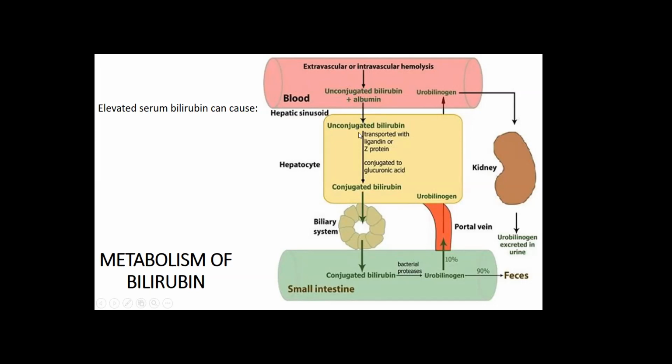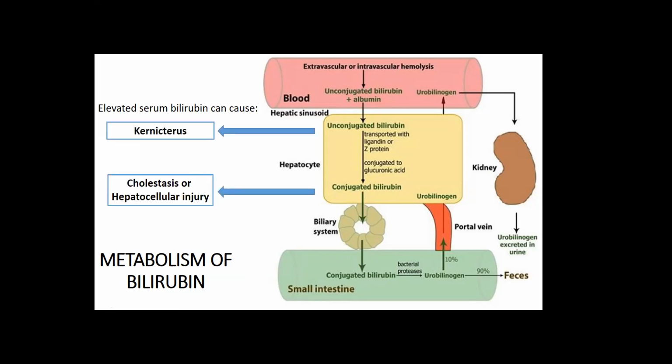Then the unconjugated bilirubin is here. The unconjugated bilirubin is not hydrophilic, so the hepatocyte will conjugate the bilirubin, and it will be excreted into the biliary system and enter the small intestine to join the fecal matter, the food particles. Also, excess bilirubin can pass through the blood-brain barrier, and an increased amount of bilirubin in the hepatocyte can injure the hepatocyte.